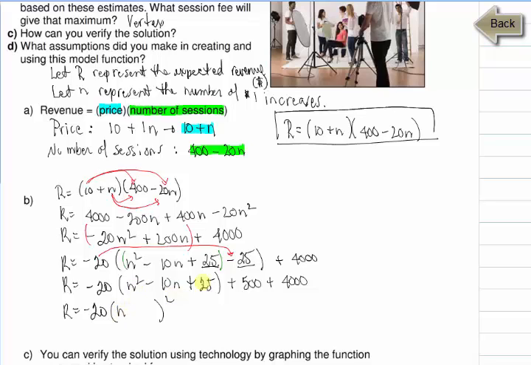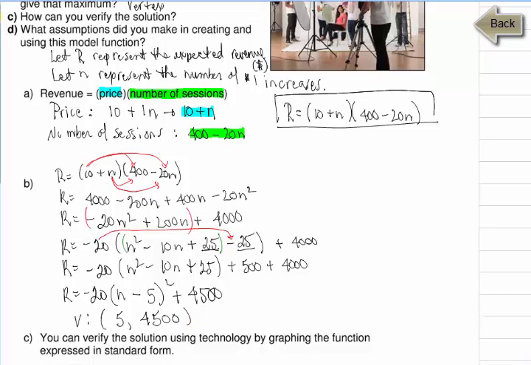So square root of n squared is n, square root of 25 is 5, keep the sign minus, and we're going to combine the 500 plus the 4,000 to get 4,500. So our vertex then is at 5 and 4,500. Now, according to our problem and our function, the first coordinate of our vertex is going to represent our n, the number of $1 increases, and our second coordinate is going to represent our revenue in dollars.